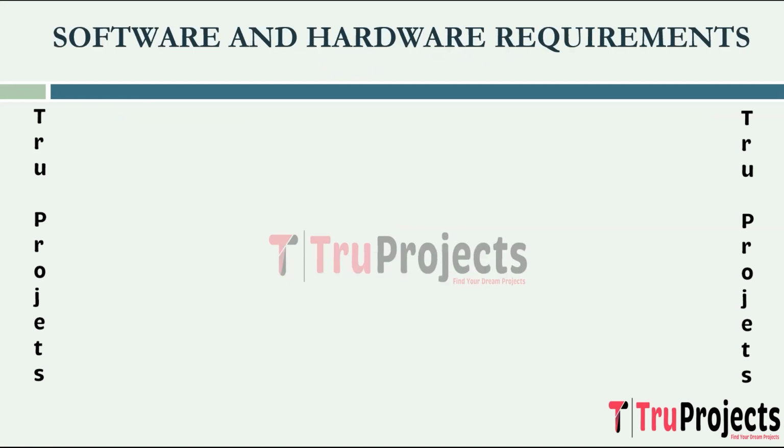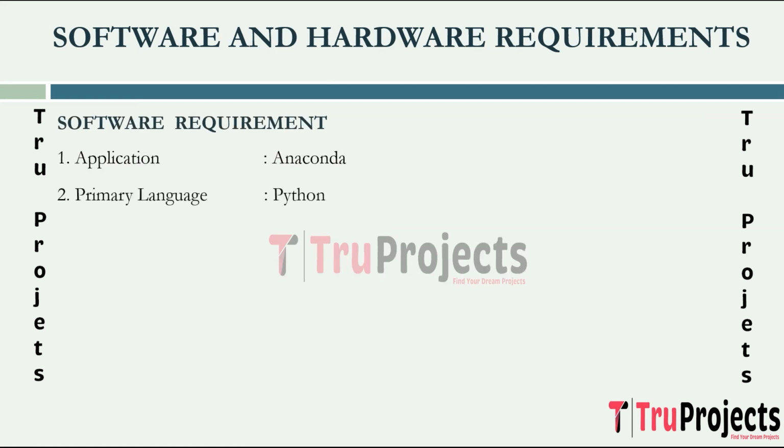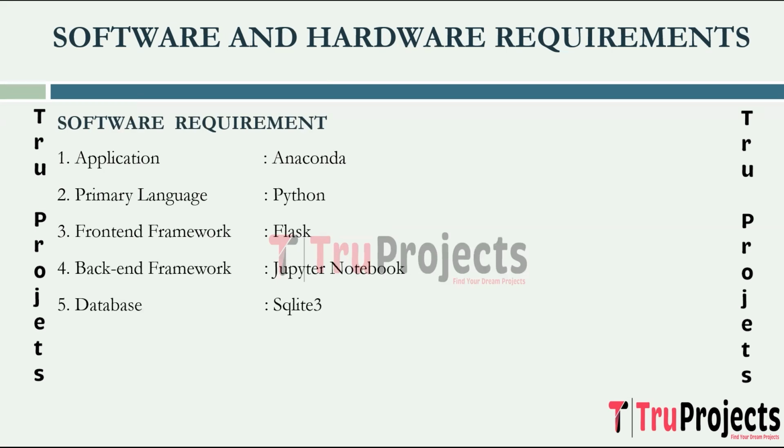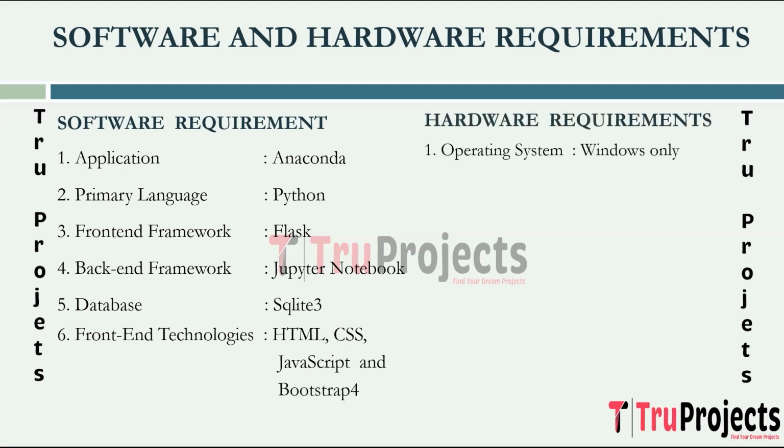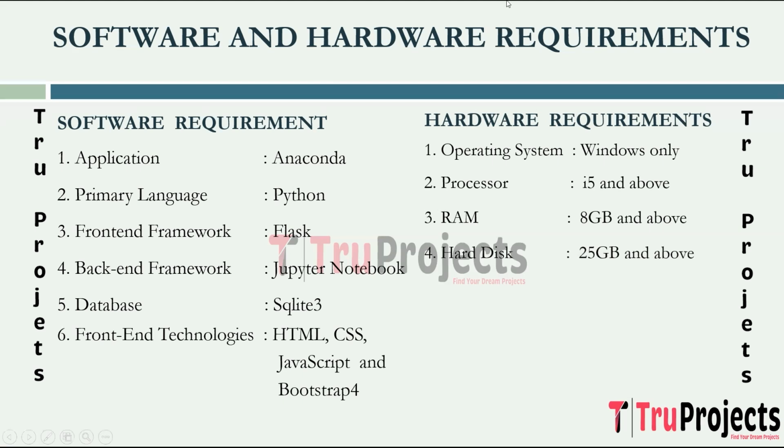To implement this project, we need software and hardware requirements. Software requirements are Anaconda, primary language of Python, front-end framework of Flask, backend framework of Jupyter Notebook, database of SQLite 3, front-end technologies of HTML, CSS, JavaScript, and Bootstrap 4. And the hardware requirements are operating system of Windows, processor of i5 and above, RAM of 8 GB and above, and hard disk of 25 GB and above.